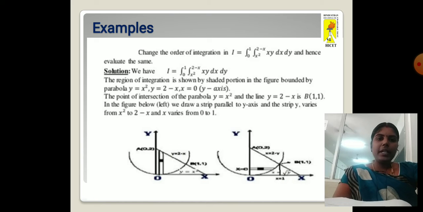The point of intersection of the parabola y equal to x square and the line y equal to 2 minus x is B, which is (1, 1). In the figure below, the left side is here. So we draw a strip parallel to the y axis, and in the strip y varies from x square to 2 minus x, and x varies from 0 to 1.